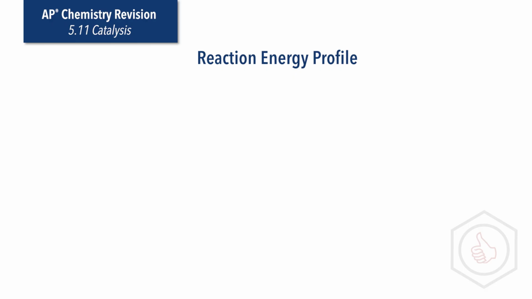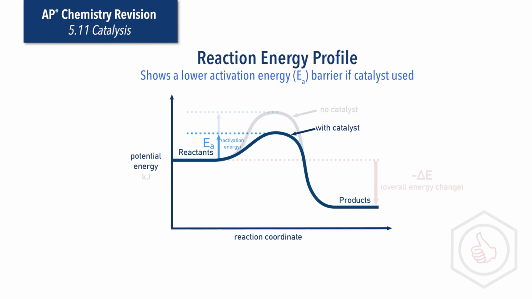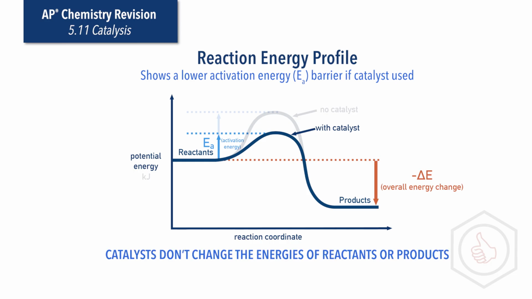The energy profile for a catalyzed reaction will have a lower overall energy barrier, a smaller activation energy. However, it will show the same energy difference between reactants and products overall, because catalysts don't change the thermodynamics of a reaction, meaning they don't change the overall energies of reactants and products, only the kinetics, so how quickly the reaction happens. So the overall difference in energy between reactants and products will always be the same regardless of whether a catalyst is used. The only difference is the activation energy in the reaction profile diagram.